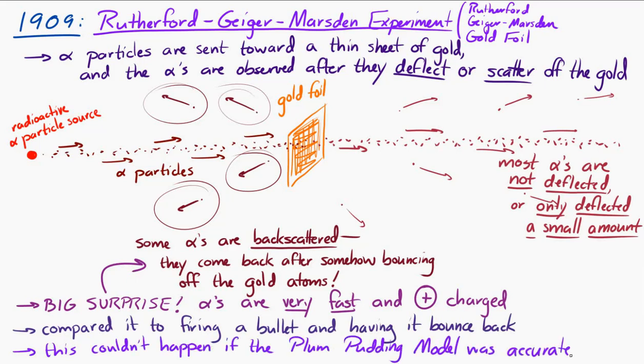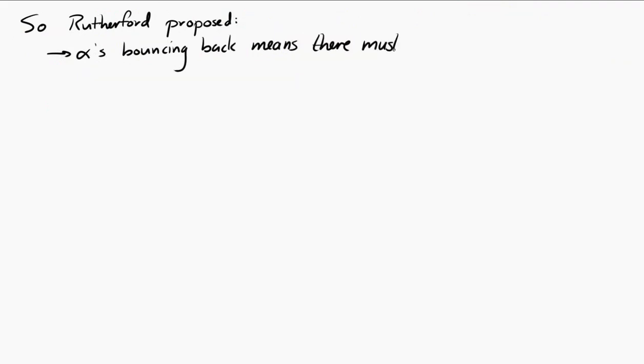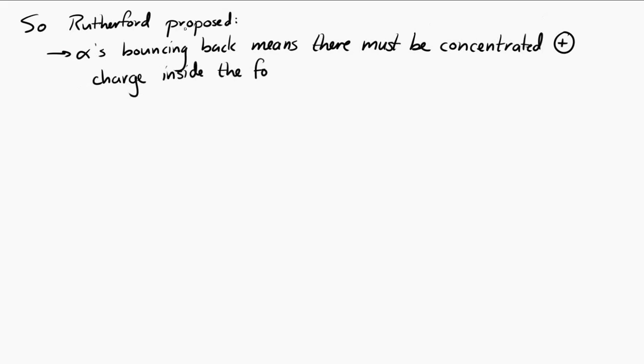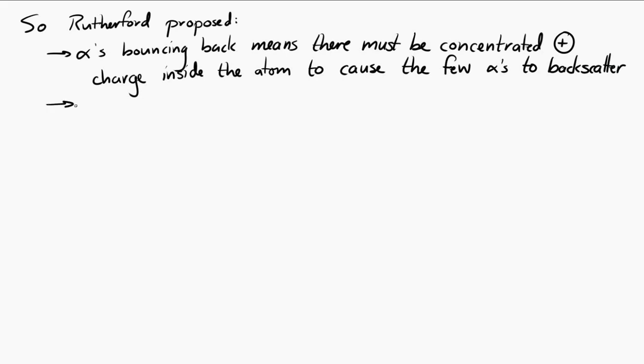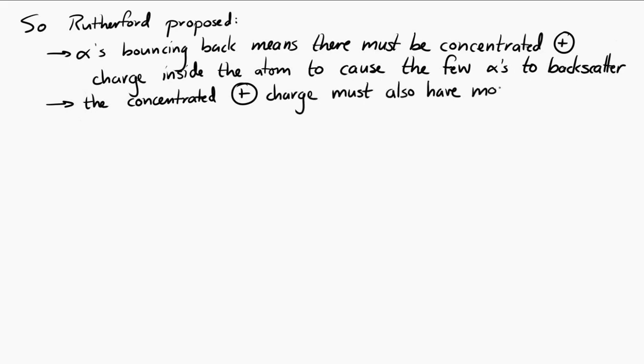So what they said was, well, if these alpha particles are somehow able to bounce back, that means that there must be some concentrated positive charge inside of the gold foil. Because if you're shooting positively charged alpha particles at the gold, then there must be some kind of positively charged thing in there that's repelling them. And also, that positively charged thing inside of the gold must be very concentrated and very heavy, because the alpha particles are essentially bouncing off of it.